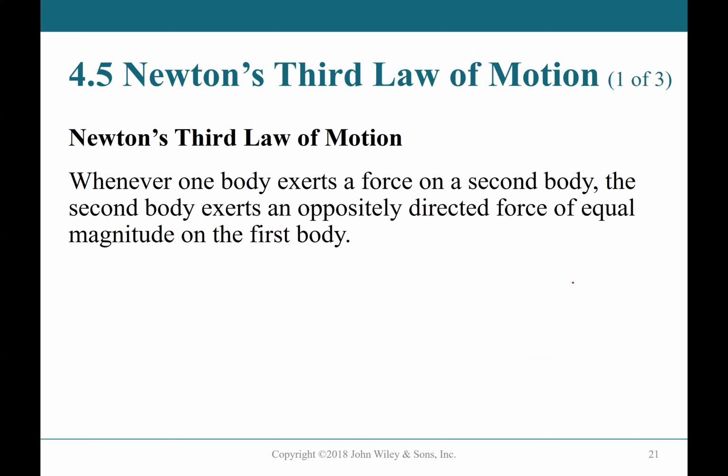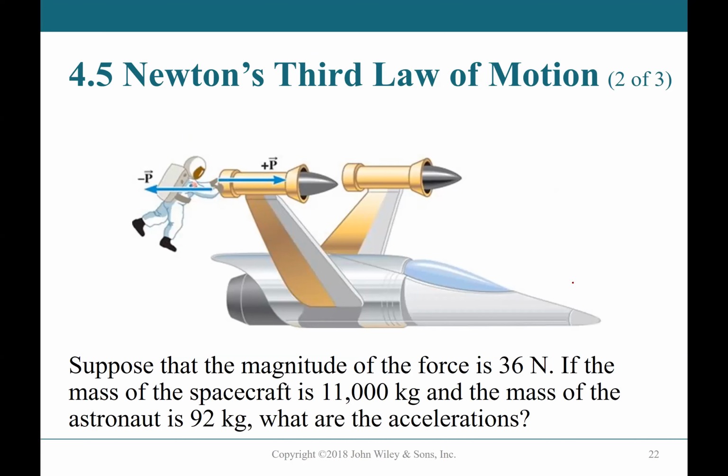Newton's third law. Whenever one body exerts a force on a second body, the second body exerts an oppositely directed force of equal magnitude on the first body. And you may have heard this as equal and opposite reactions, equal and opposite forces. So here we have, suppose that the magnitude of the force is 36 newtons. If the mass of the spacecraft is given and the mass of the astronaut is given, what are the accelerations?